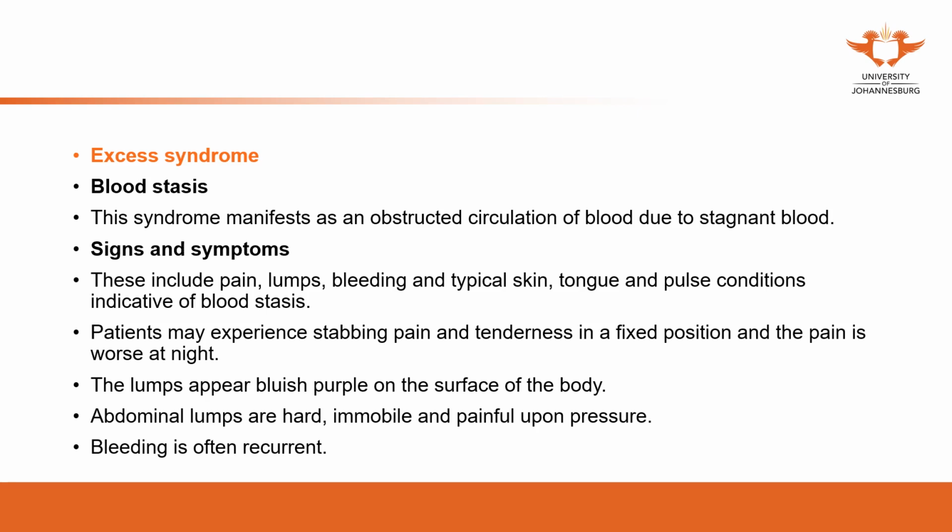So firstly, blood stasis. Blood stasis manifests as the obstructed circulation of blood. In general, the manifestation of this syndrome is stagnant blood. You can see manifestations of stagnant blood, such as a purple complexion, purple spots on the tongue, or a purple tongue. So that's from the inspection.